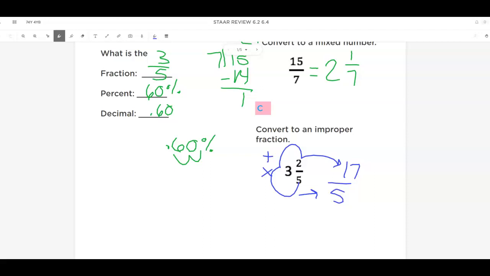Okay, first we multiply and then we add. So 5 times 3 is 15, and then you add the 2 on top, you get the 17.